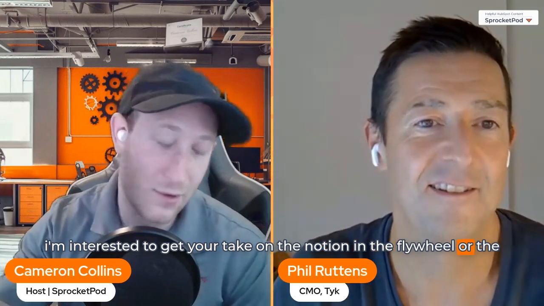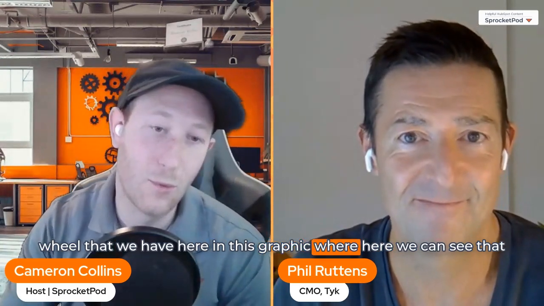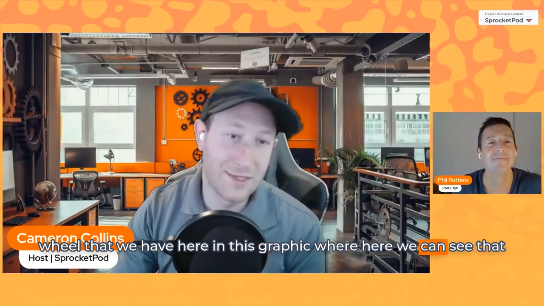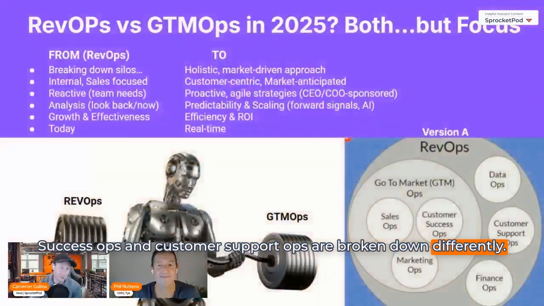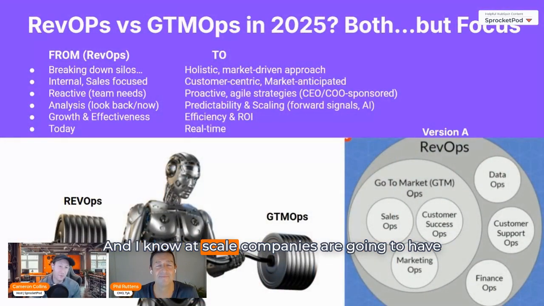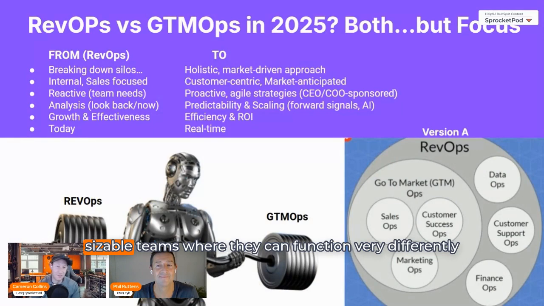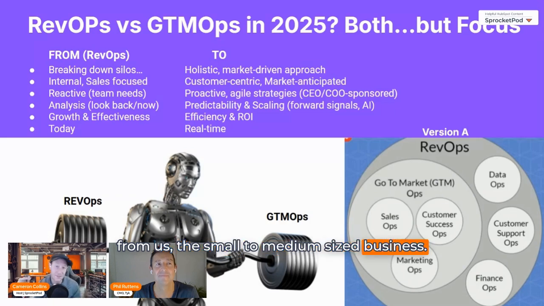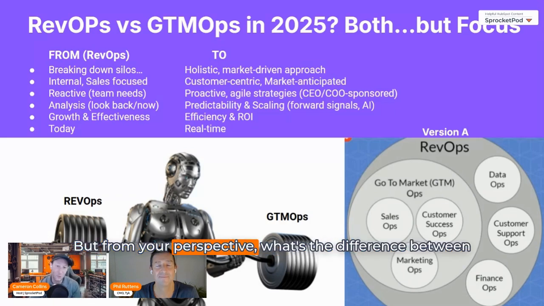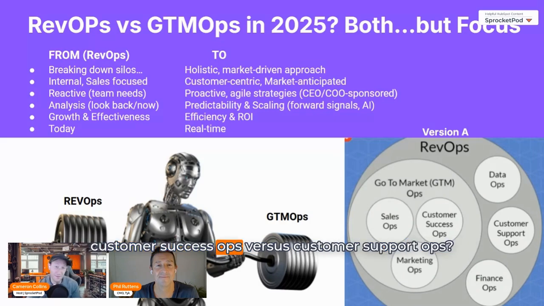I'm interested to get your take on the notion in the flywheel, or the wheel that we have here in this graphic, where we can see that success ops and customer support ops are broken down differently. And I know at scale, companies are going to have sizable teams where they can function very differently from a small to medium-sized business. But from your perspective, what's the difference between customer success ops versus customer support ops?